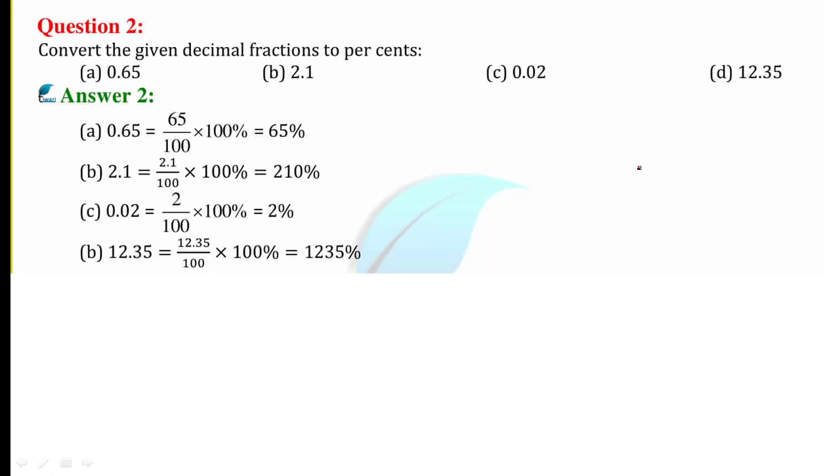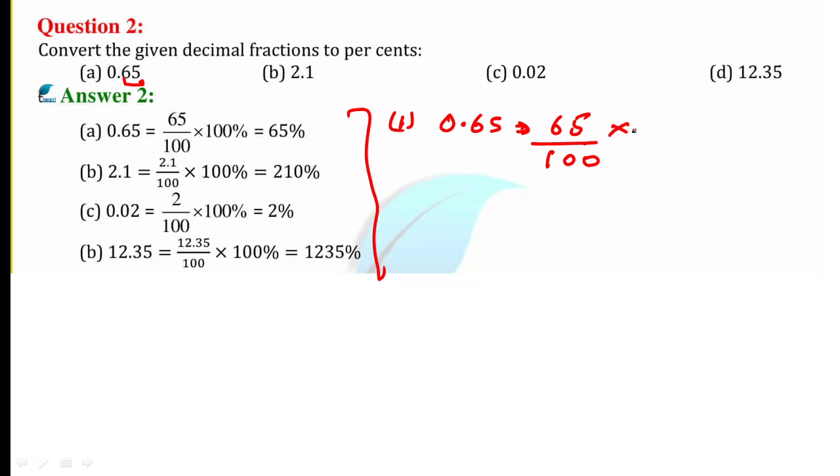So next question is convert the given decimal fraction into percentage. So the number of digits after this point will be the number of zeros in denominator. So first part is 0.65. After the point, how many digits are there? There are 2 digits. So under 65, 2 zeros will come with 1. To convert into percentage, we have to multiply this by 100. So 100 will cancel and you will obtain 65% as your required answer.